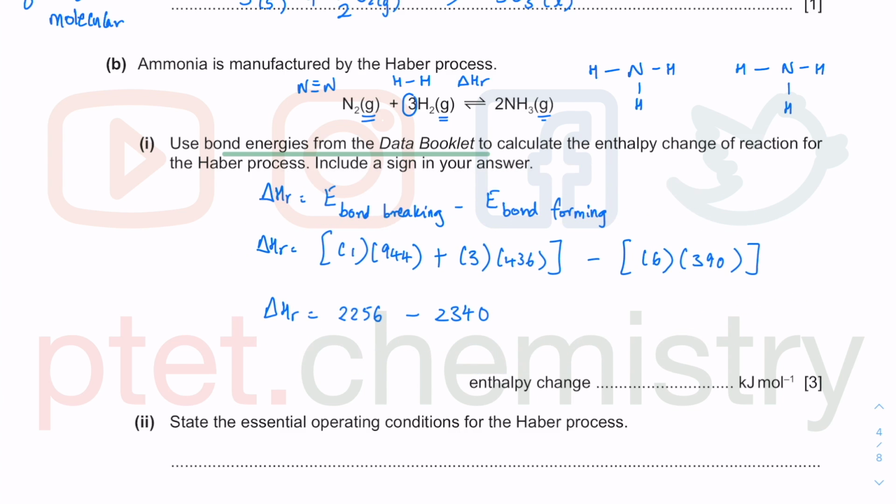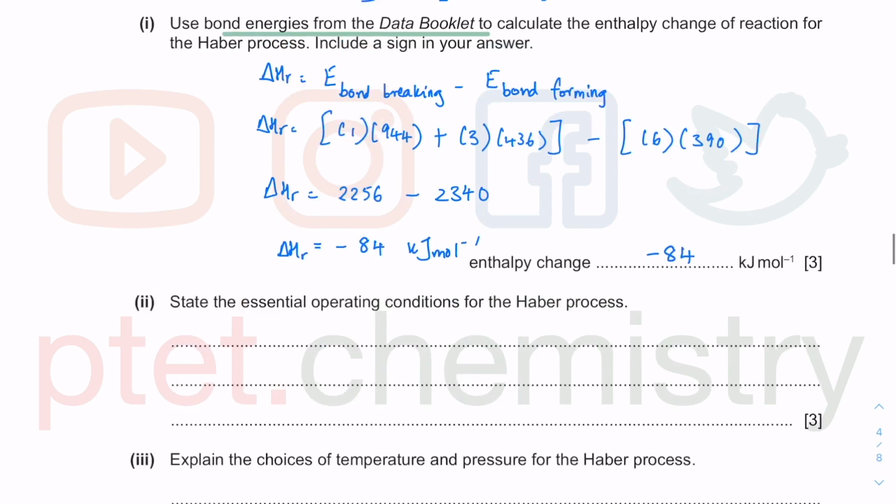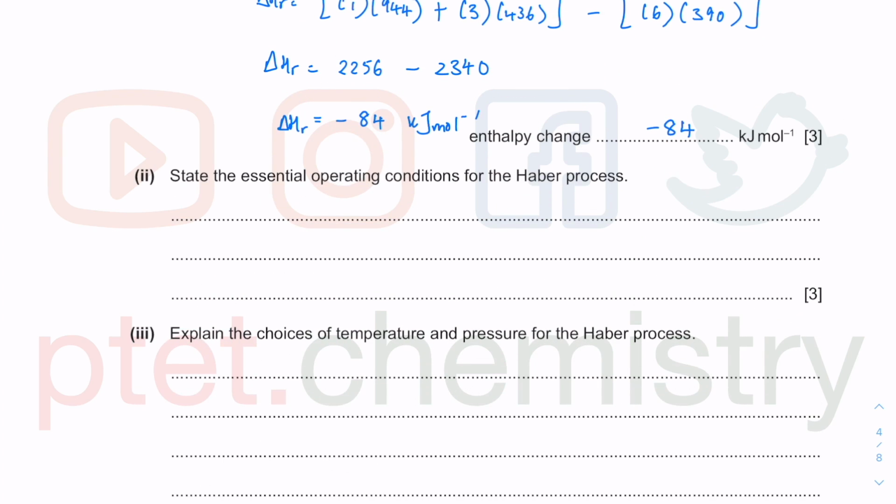All right, so 2256 minus 2340. Your calculator shows you a negative, which is okay. But sometimes your enthalpy change is positive, and you have to learn to interpret a positive enthalpy change with a sign, a value, and a unit for obvious reasons to get the full marks.